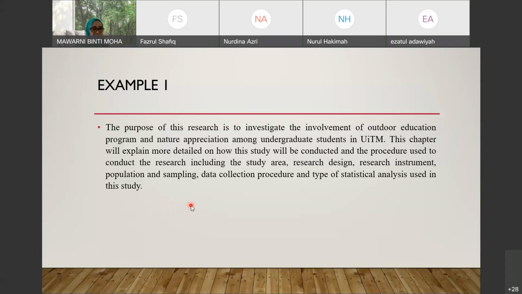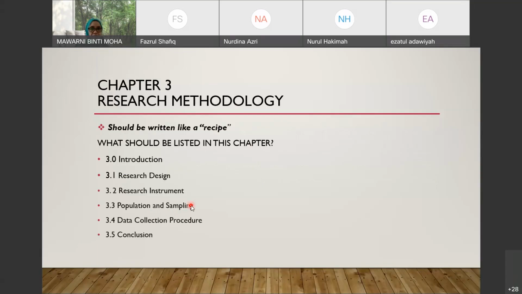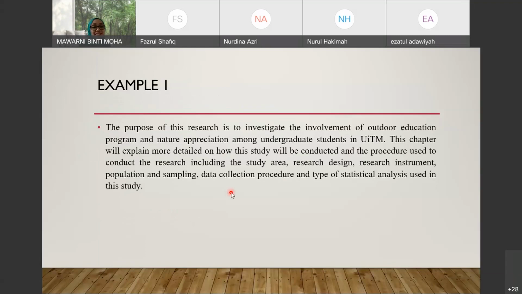Can you show us the previous slide? Oh, we are talking about introduction. Fazrul, kita tak cakap pasal introduction, an example of how a simple preamble or introduction should be written. This is just an example. Okay. Example untuk introduction saja.